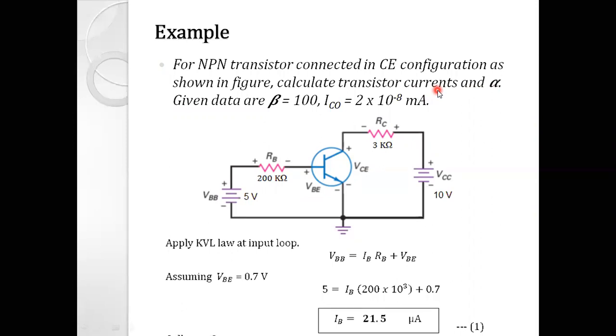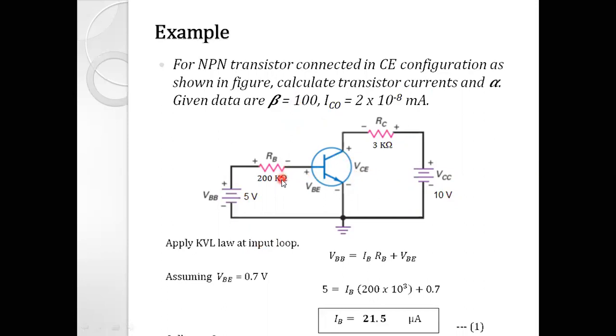So let us first of all find out each of the currents. So how to begin with the solution? First of all, we have to note down the parameters given inside the problem statement as well as the circuit diagram.